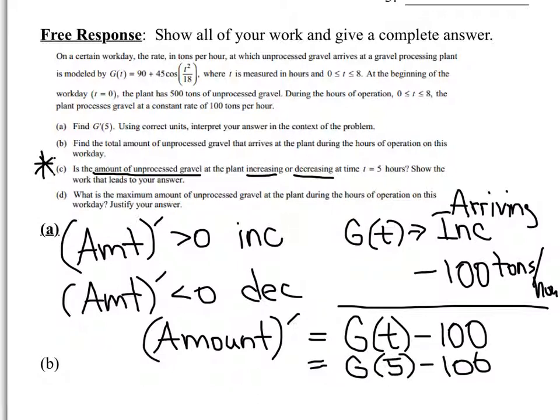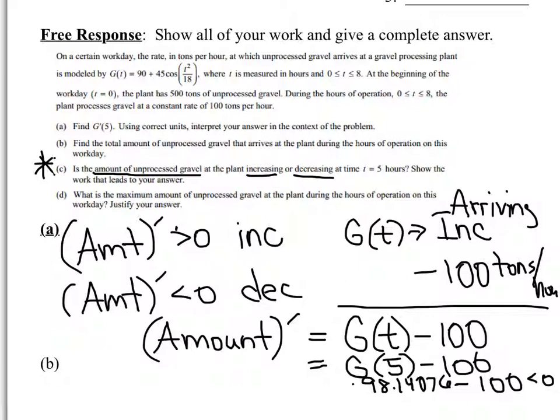So in doing this, I would substitute 5 into my calculator, into the rate function given. Let's see, I'm running out of space here. You get 98.14076 minus 100. And we can see that this value will be less than 0.